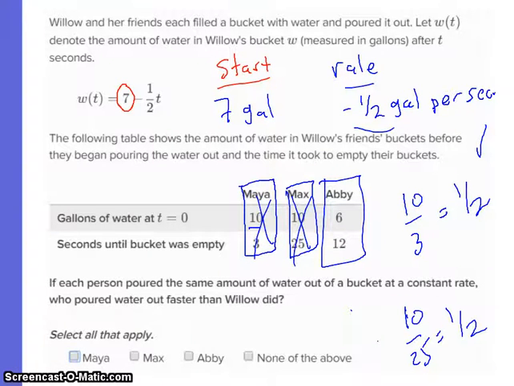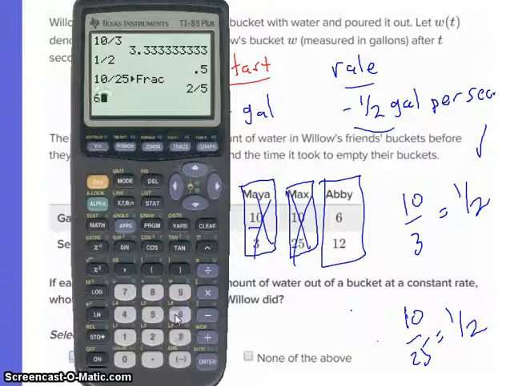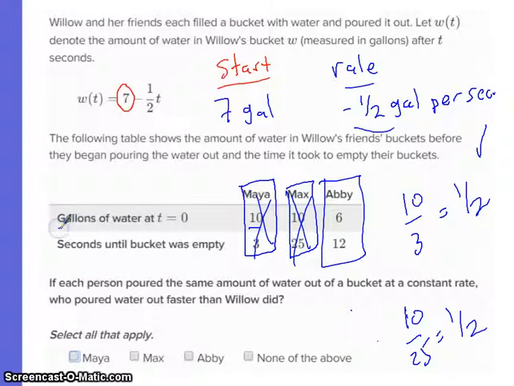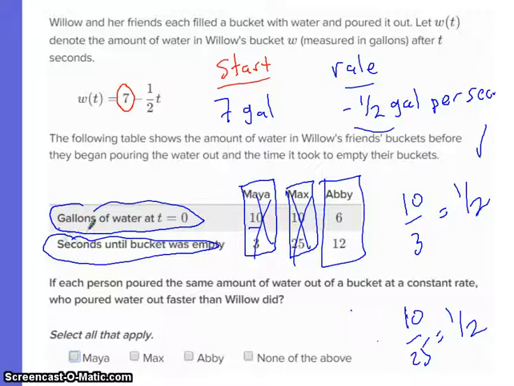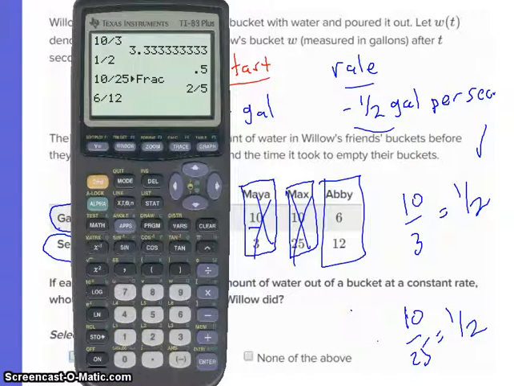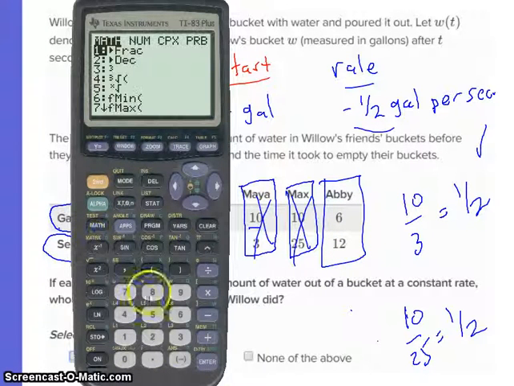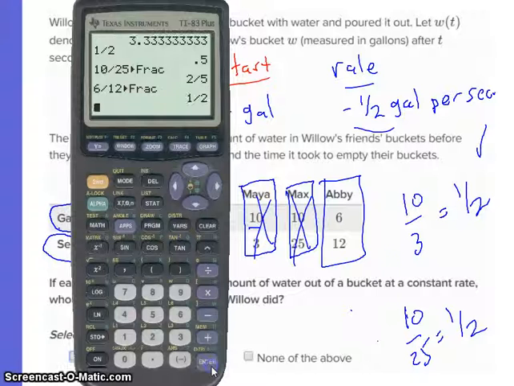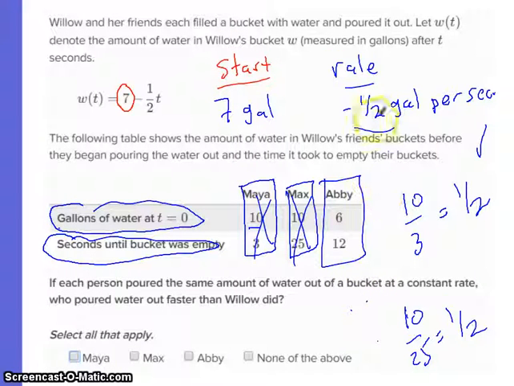Yes, it is. And let's use a calculator to double check that. 6 divided by 12, in other words, 6 gallons. The gallons that poured out were 6, and the seconds that took was 12. So that's 6 gallons in 12 seconds, or 6 divided by 12. And 6 divided by 12 as a fraction is 1/2. Okay, so was Abby equal to this rate of 1/2? Yes. Okay, so the correct answer was Abby. All right, so I'm going to finish.